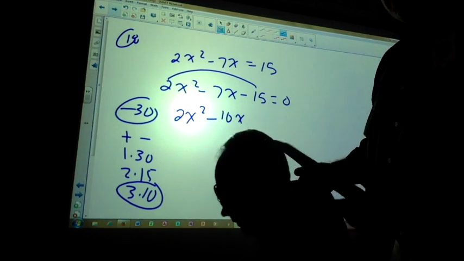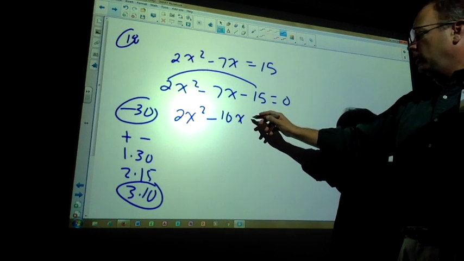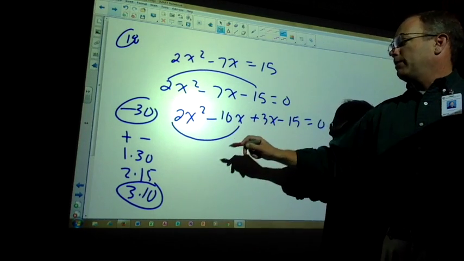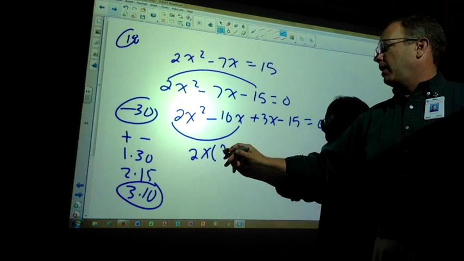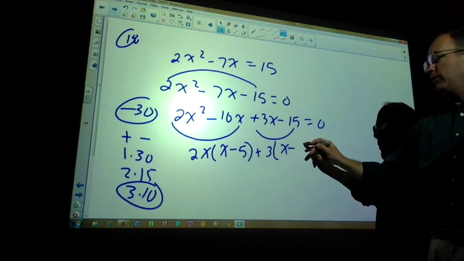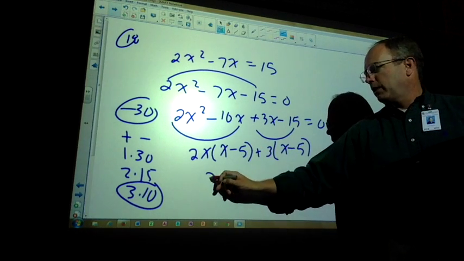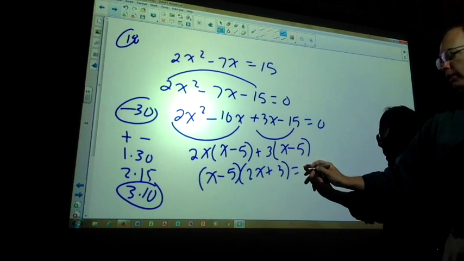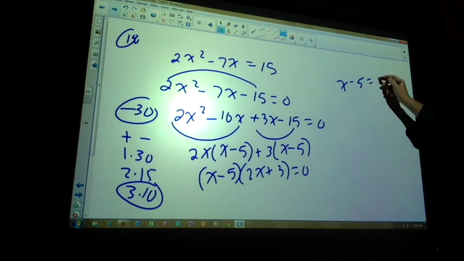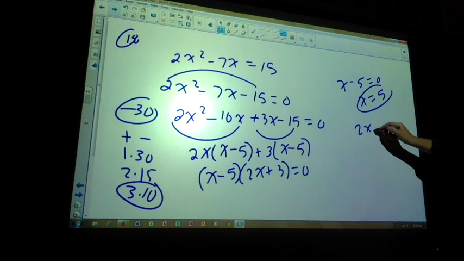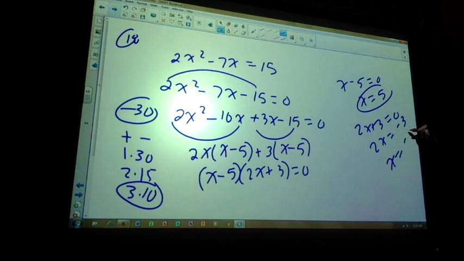Minus 10x plus 3x minus 15 equals 0. What do we have in common between these two? I can factor out a 2x, and that leaves me x minus 5 behind. What can I factor out of these two? I can factor out a plus 3. That leaves me an x minus 5 behind. Note that I have that twice, so I factor out x minus 5 from each, and it leaves me 2x plus 3. These are still equal to 0, so x minus 5 equals 0, so x equals 5. That's one answer. And then the other answer, 2x plus 3 equals 0, so 2x equals negative 3, and x equals negative 3 over 2.